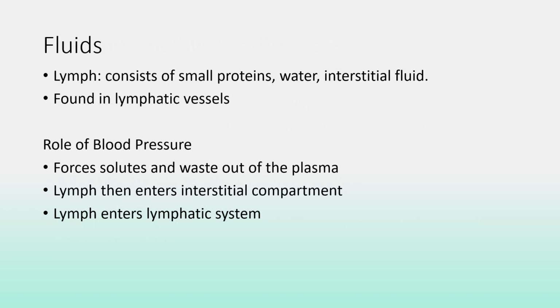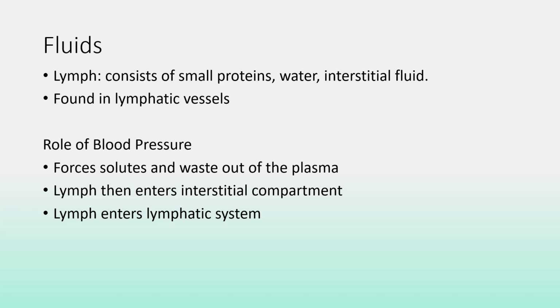Now, let's talk about fluids. We have a lot of fluids in the human body, and depending on the context, the fluids present can be called different things. Let me give an example. Plasma, right? Fluid in the blood is known as plasma. Fluid in the interstitial compartment is known as interstitial fluid. And fluid in the lymphatic vessels is known as lymph. So lymph consists of small proteins, water, and the interstitial fluid.